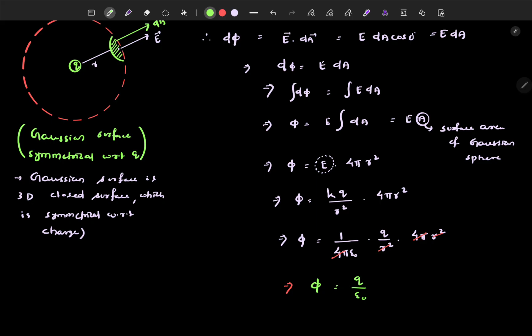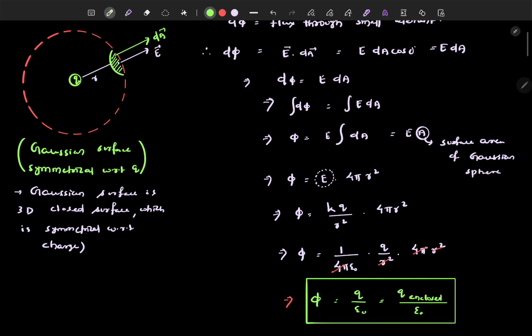Now tell what is q? Q is the charge which is enclosed within the Gaussian sphere. So we can write Q enclosed divided by epsilon naught. This is the value of flux through this Gaussian sphere. So phi is equal to Q enclosed by epsilon naught.